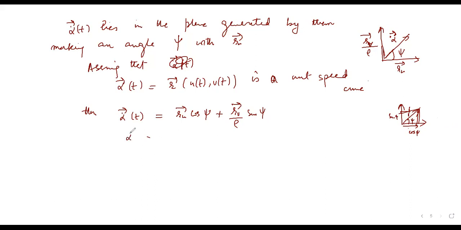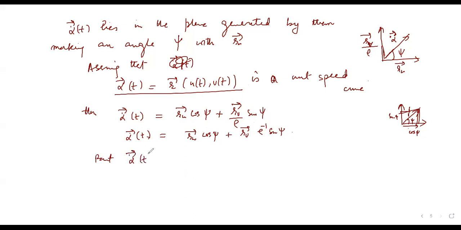So, I can write it as alpha dot t is equal to rho u cos psi, plus rho v into rho raised to the power -1 sin of psi. But if I directly differentiate here, alpha dot t is also equal to, by chain rule, r_u u dot plus r_v v dot. That's just the chain rule, we have done it many times.